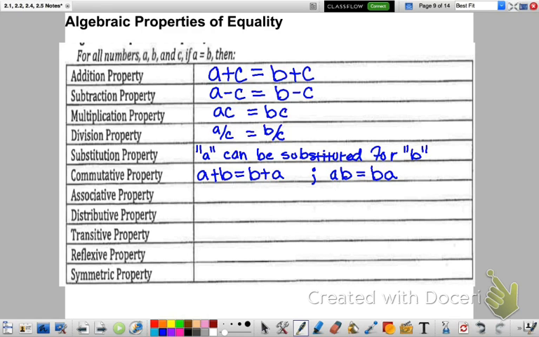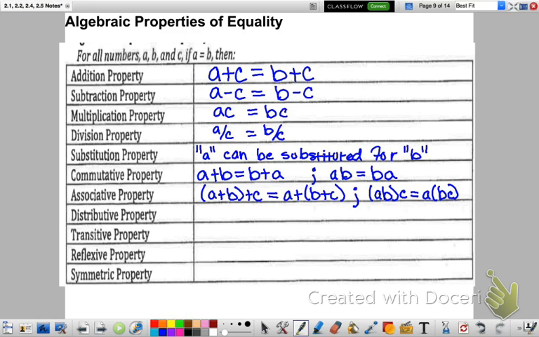The associative property. If we have three values, A, B, and C, then no matter which ones we do first, we should still get the same value again. So if we multiply A and B, then times C, should be the same as B and C times A.